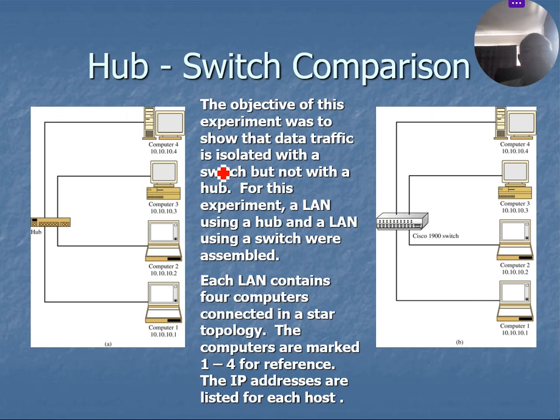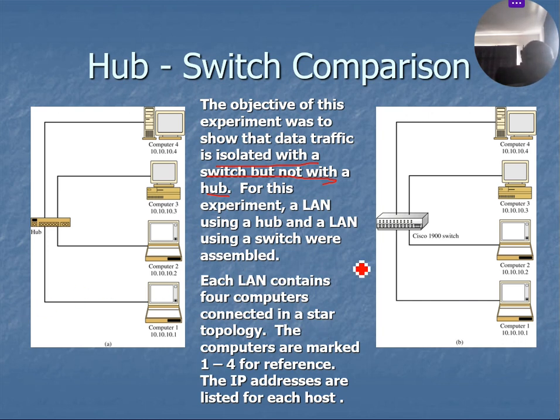So this is the objective. What we want to show with carrying out this experiment is to demonstrate that data traffic is isolated with a switch, but data traffic is not isolated with a hub. So you take a LAN using a hub and a LAN using a switch. That's the first thing you do. Then you assemble the system as you can see on the diagram. So we assemble the system in a similar way.